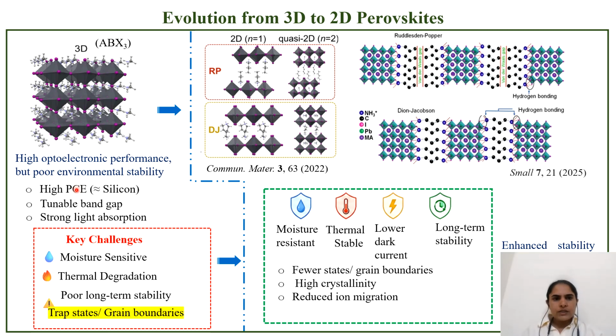To overcome all these limitations of the 3D materials, researchers have introduced 2D organic cations into the 3D materials to make them moisture resistant and more thermally stable, to decrease the dark current, and to reduce ion migration, because 2D cations are hydrophobic in nature. After coating onto the surface of the perovskite material, they reduce the penetration of moisture into the perovskite film and increase the environmental stability of the devices.